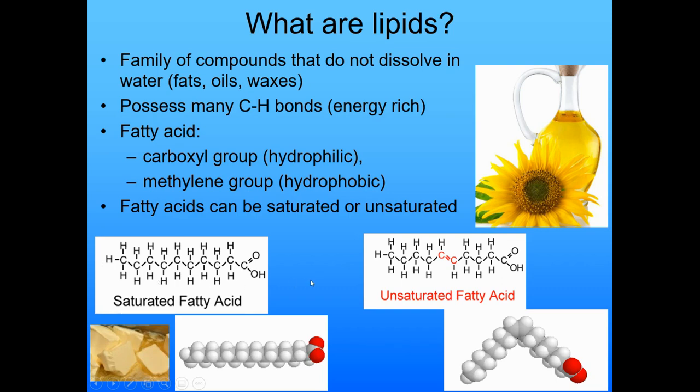Fatty acids can be saturated or unsaturated. Saturated fatty acids tend to be straight. Unsaturated fatty acids tend to be bent. And because you can pack straight things closer together than you can bend things, you find saturated fatty acids mostly in things like butter, lard, the solid fats, whereas you find unsaturated fatty acids mostly in the oils, like your olive oil, that kind of thing.